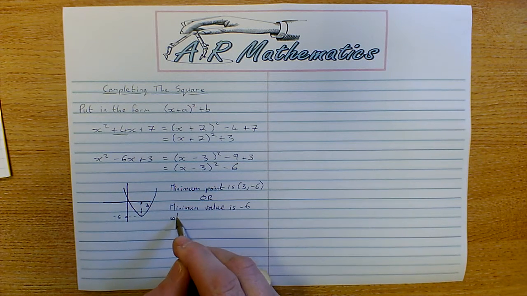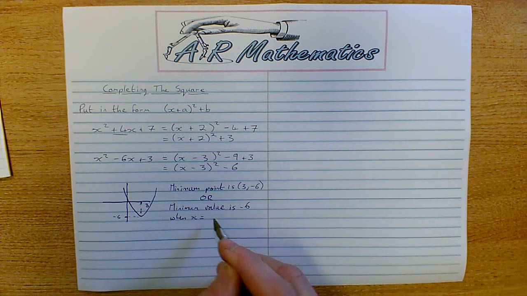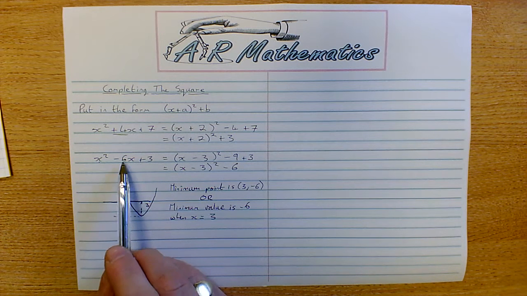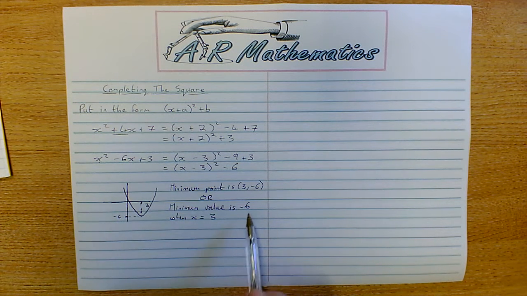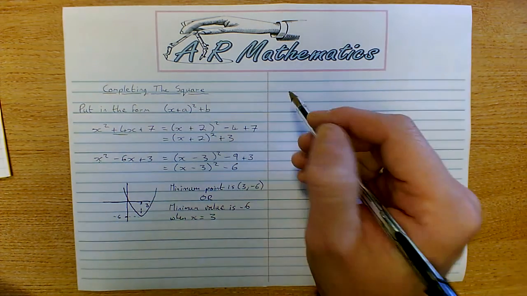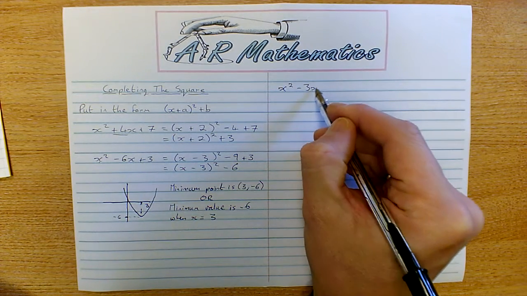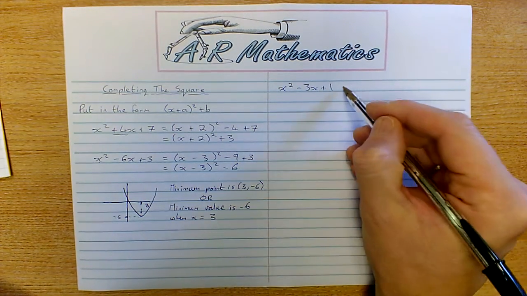And that happens when x equals 3. So that means if I put 3 into here, so 3 squared minus 6 lots of 3 plus 3, then I would get minus 6 coming out, and there isn't any other value that could be lower than minus 6 coming out. Okay, if I try another one, slightly more complicated this one, x squared minus 3x plus 1.